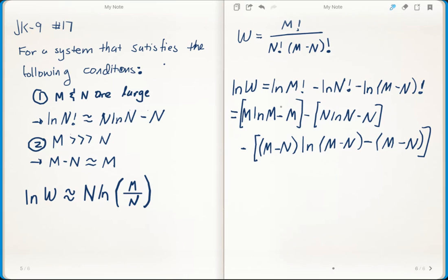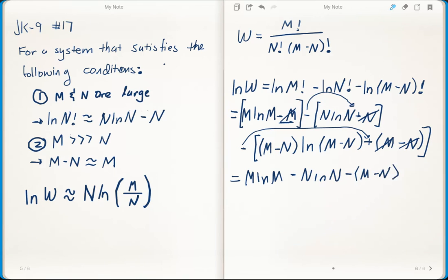If you look here, we have constant terms here, here, here, and here. We see this is negative m. When you distribute it in, this becomes positive, right? And if you look over here, there's also a negative sign. When you distribute this negative sign in, this becomes positive. So what we're left with is a negative m and a positive m, and these two cancel out, as well as a positive n and a negative n. With those canceled out, we're left with this formula: m ln m minus n ln n minus (m minus n) ln (m minus n).